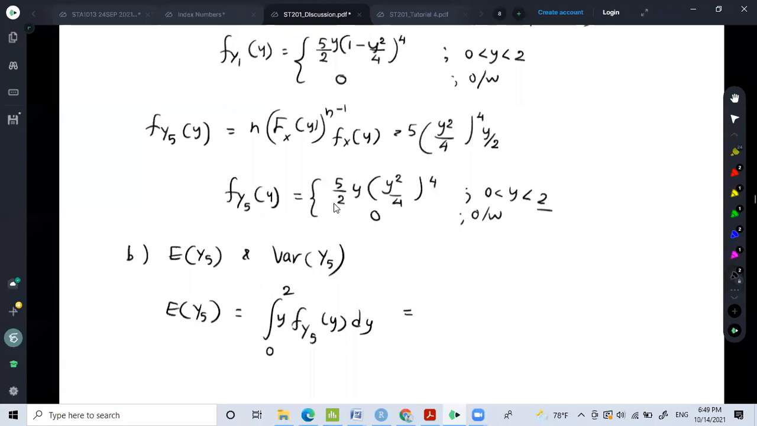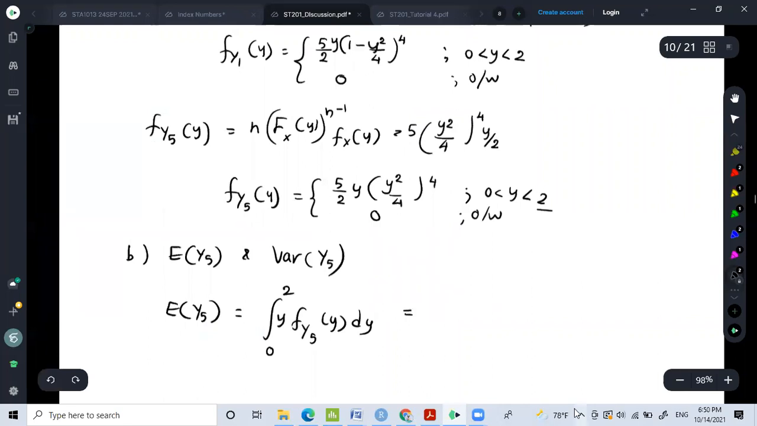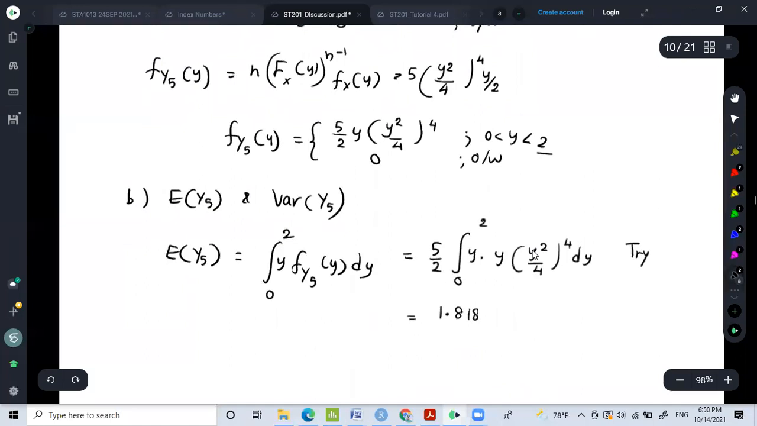And if you do that, you'll end up with, let me write it like this. Okay, so do this simplification and you will find that it is 1.818. Try this, okay? Try the integration and see whether you can find this answer.